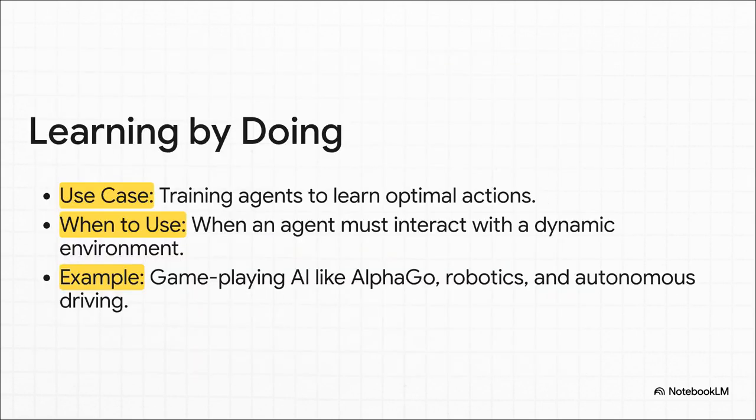And this learning by doing approach is how AI can achieve superhuman performance in some incredibly complex situations. It's the technique that powered AlphaGo, the AI that mastered the game of Go. It's how we train robots to handle objects, and it's a critical piece of the puzzle for developing autonomous cars that have to react to a constantly changing world.